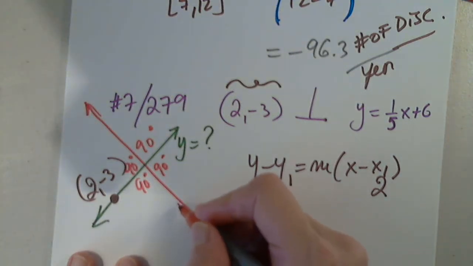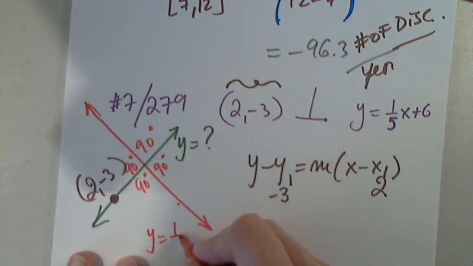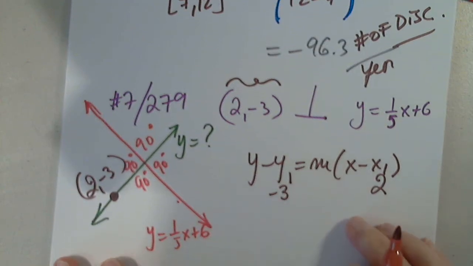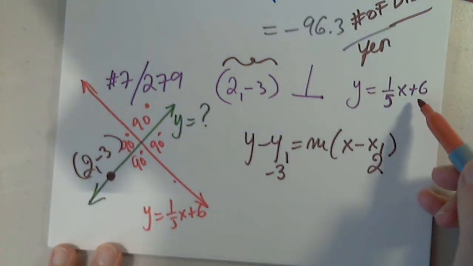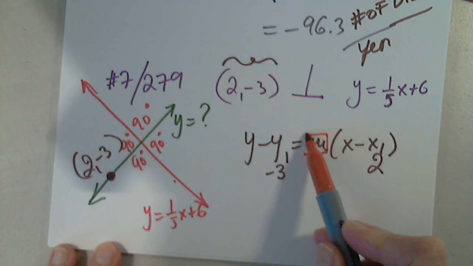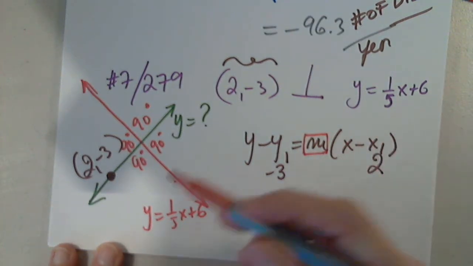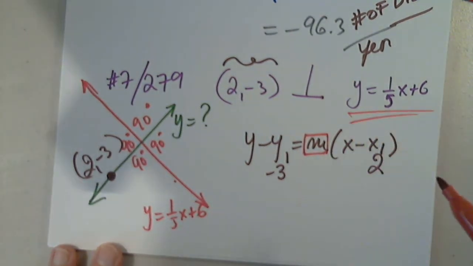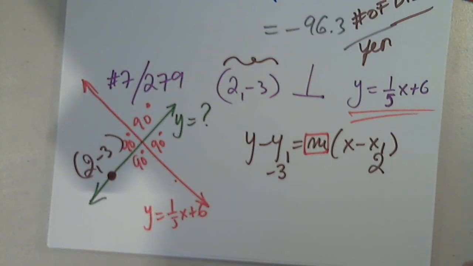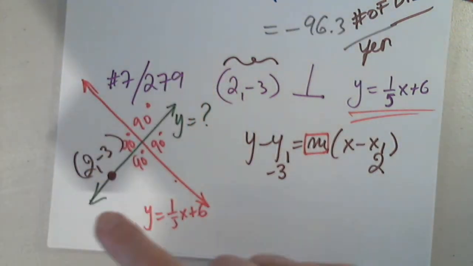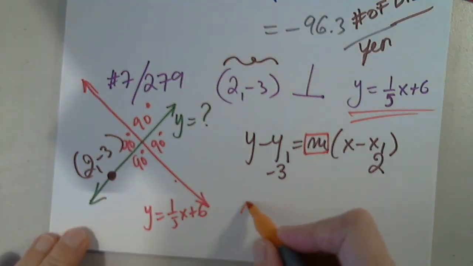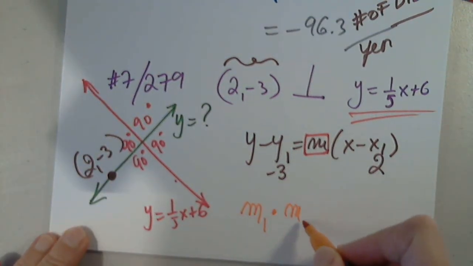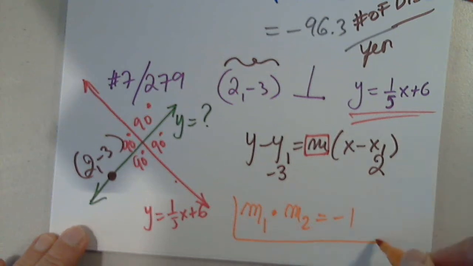And I know that this equation is y equals 1/5 x plus 6. Why do I even need this? Because I don't have the slope. If I had the slope, I wouldn't need to discuss any of that. But I don't have the slope. I do know that if two lines are perpendicular, their slopes must fulfill this relationship. This is a must.